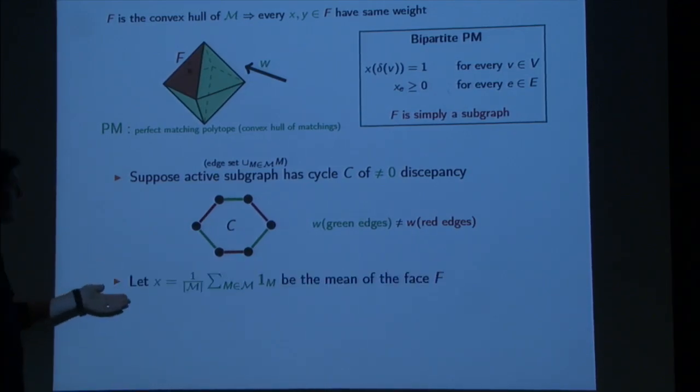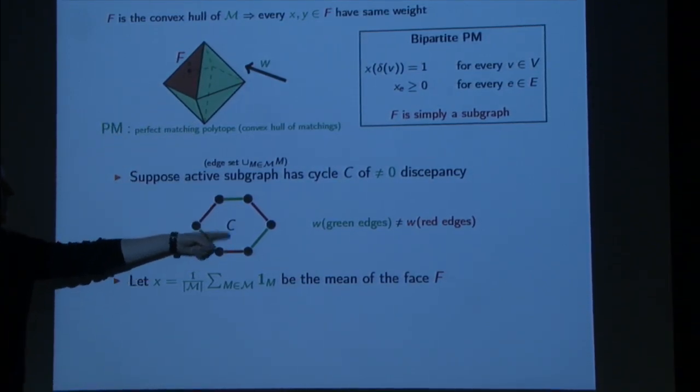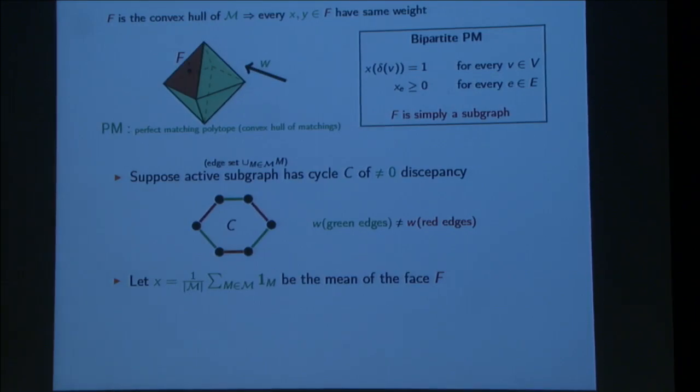Define x to be just the average of all the extreme points of this face, all the matchings of this face. The reason I do this is because if I take the average of all the perfect matchings in the face, I'm guaranteed that each edge in the active subgraph has a positive x value. So this implies that x is strictly positive for every edge.